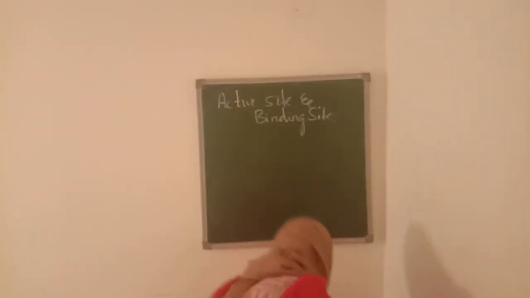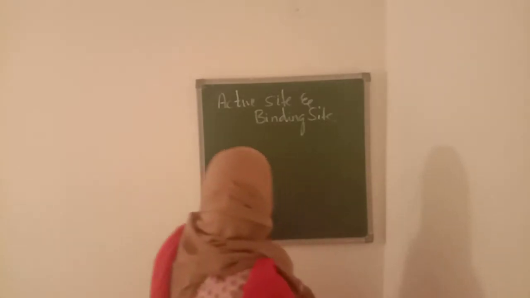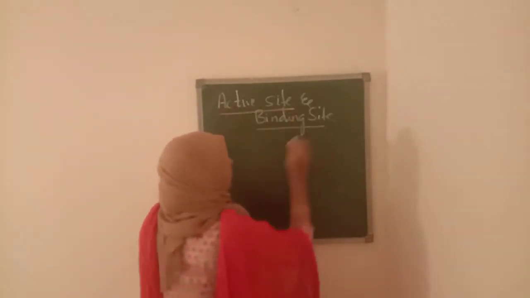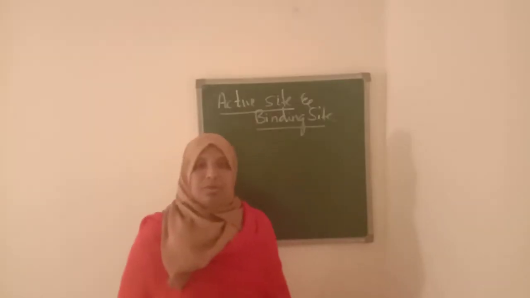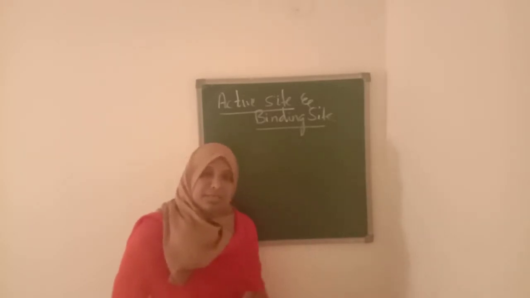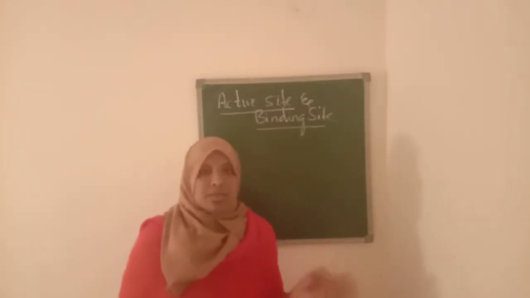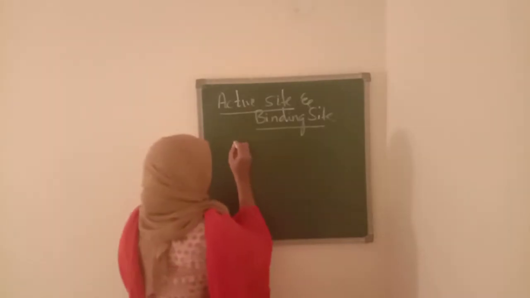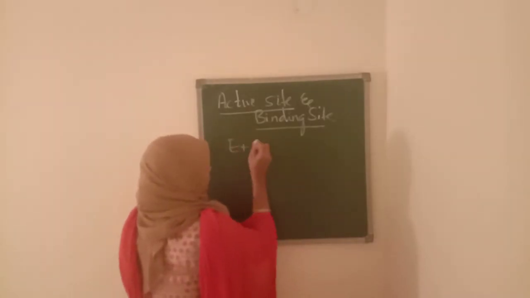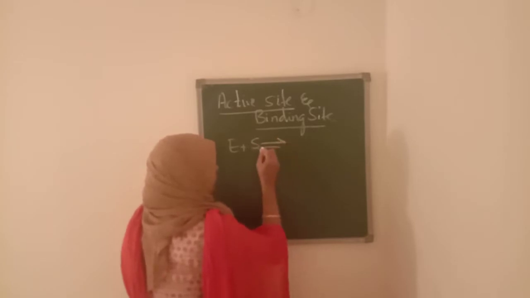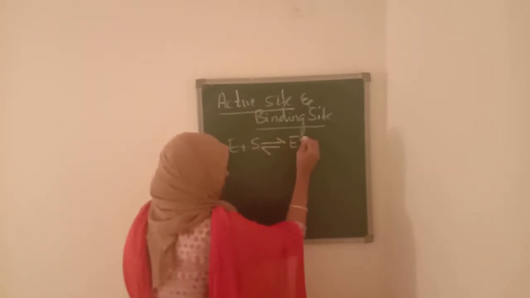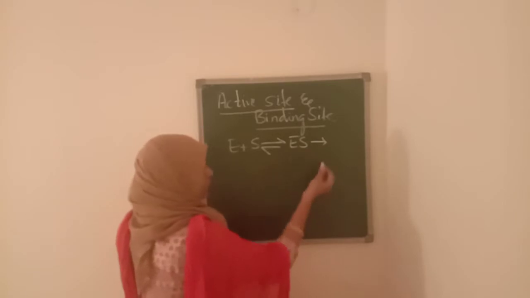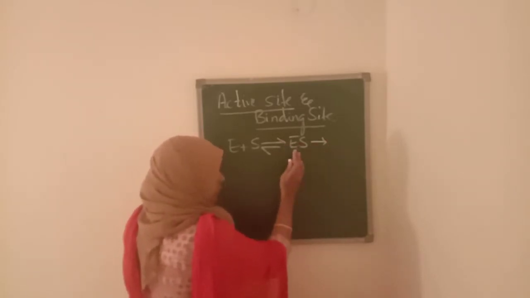Okay, dear students, today we are going to discuss the topic of active site and binding site. Last class we discussed that enzymes are very specific. Enzymes bind to the substrate and form the product. Before that, the enzyme binds to the substrate and forms an enzyme-substrate complex, which splits after the catalysis.